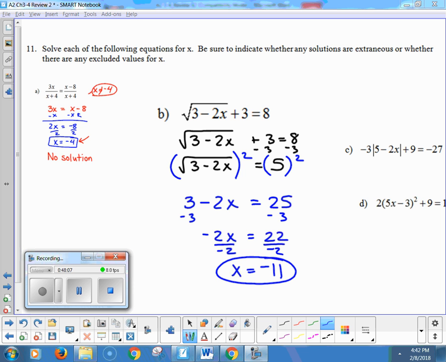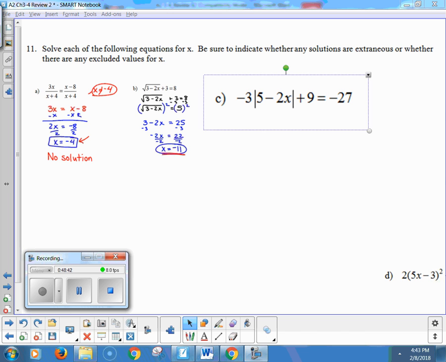We think, okay, will that make this an unreasonable solution? Let's check it out. We would get the square root of 3 minus 2 times negative 11, plus 3. Does that equal 8? Well, negative 2 times negative 11 is positive 22. 3 plus 22 is 25. And looking at this thing thusly, I'm pretty sure our answer is going to stay. All right, let's take a look at part C.